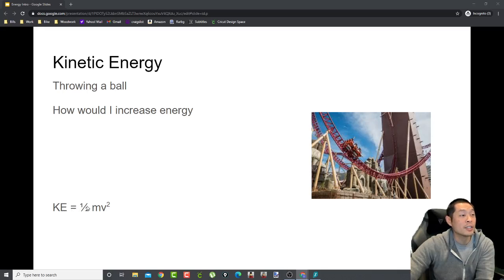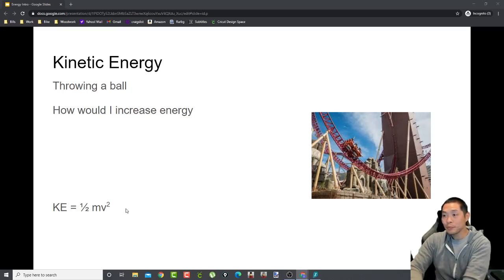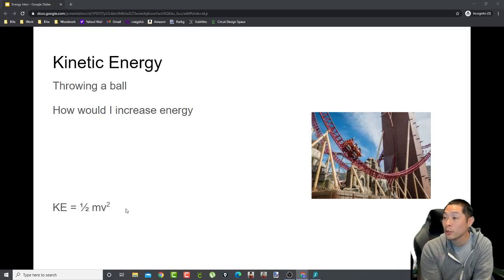So kinetic energy is 1/2 mv squared. This is when I bring up the example of dodgeball. If you want to have more energy, you could either throw something heavier, or more mass is the correct way of saying it, or throw something faster.